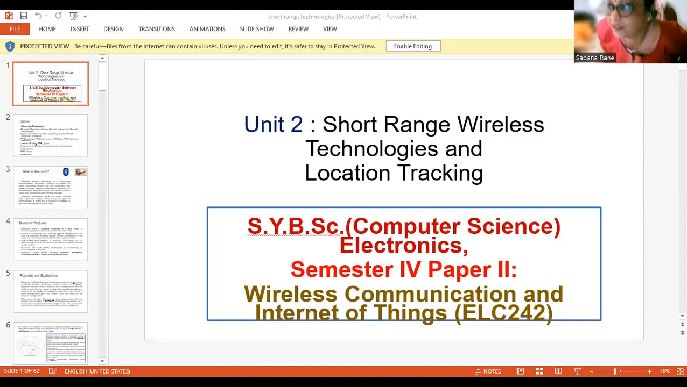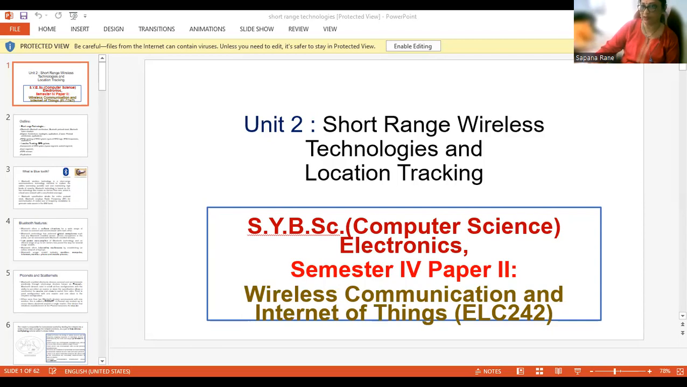Today we are starting with chapter number 2. What is chapter number 2? Can you read out loudly? Anybody? Short range wireless technologies and location tracking.